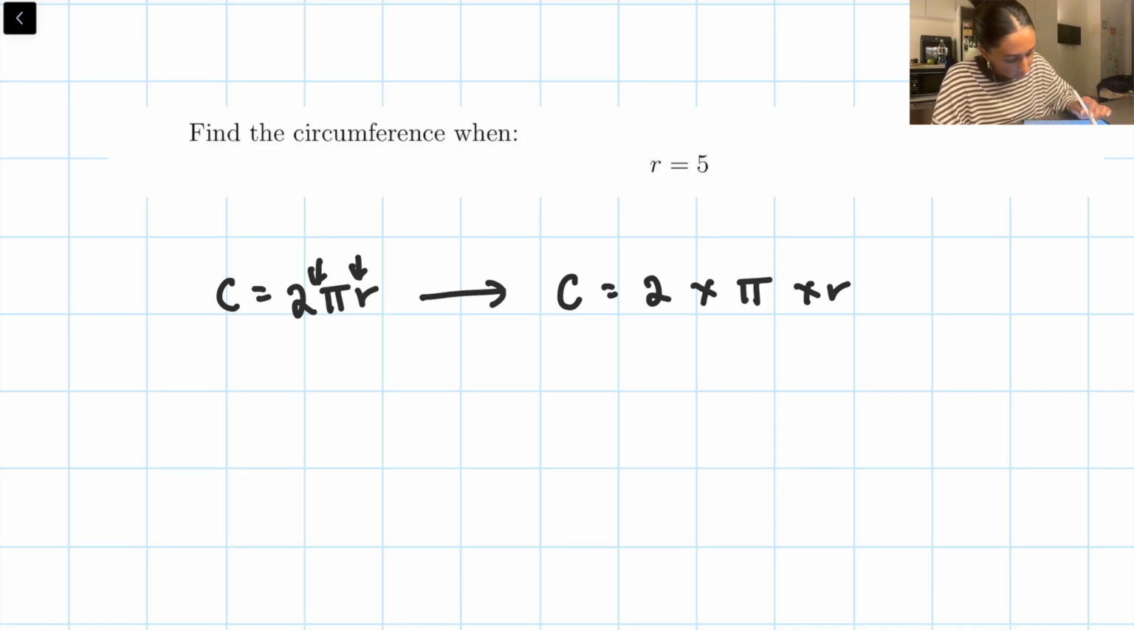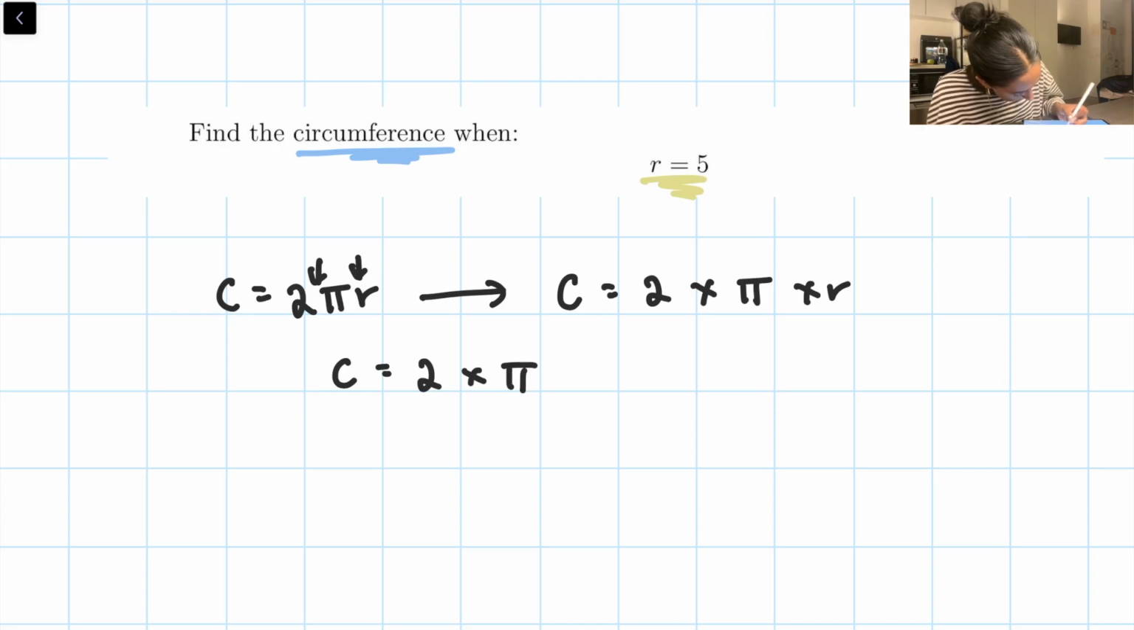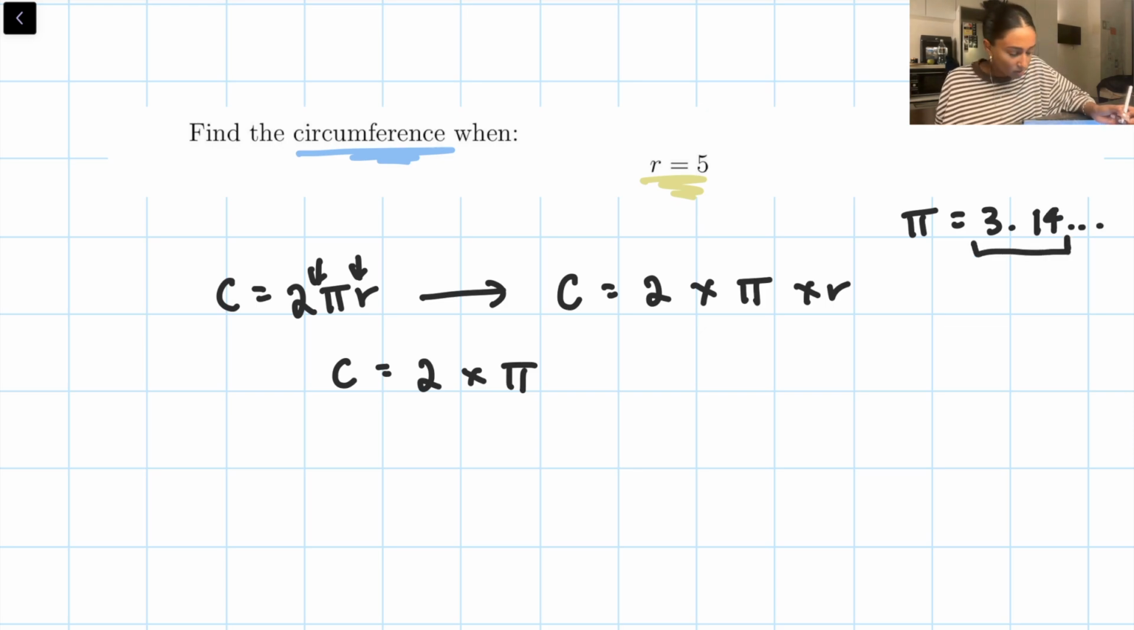Okay. Now, this question's fairly simple. You know what you're trying to find, which is the circumference, and it's given you the radius to plug into the formula. So you've got C equals 2 times pi, and then remember pi is equal to 3.14, and so on and so forth, but generally we find with just 3.14 times the radius, which is 5.